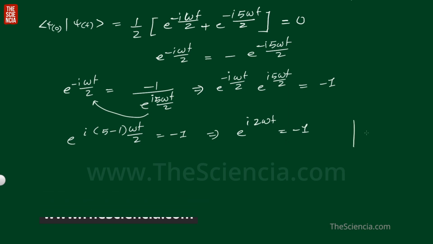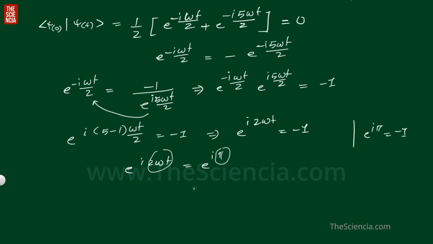And we know e raised to i pi is equal to minus 1. That is, e raised to i into 2 omega t is equal to e raised to i pi. So we can equate these two terms, that is 2 omega t is equal to pi. Therefore we get t is equal to pi by 2 omega. So this is the answer.